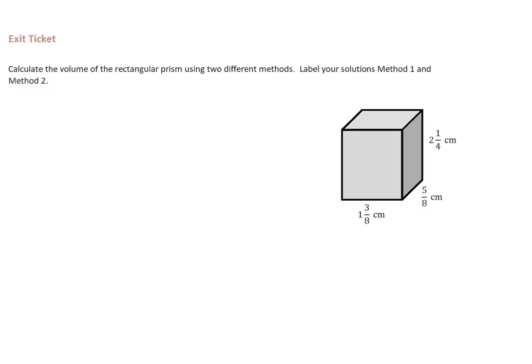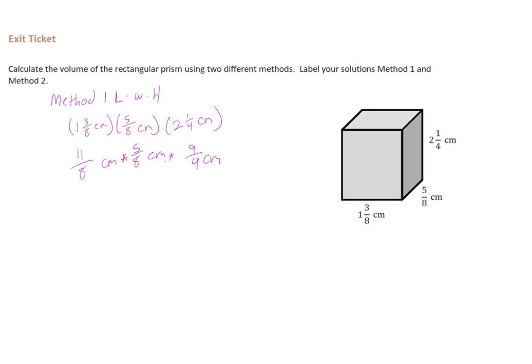This question asks us to calculate the volume of the rectangular prism using 2 different methods. We're going to label our solutions as method 1 and method 2. For method 1, we're going to use length times width times height. We're going to take the measurement of the length, the width, and the height and multiply them together. If we simplify these into fractions, we get 11/8 centimeters times 5/8 centimeters times 9/4 centimeters. Multiplying them together, we get 495 over 256 centimeters cubed.